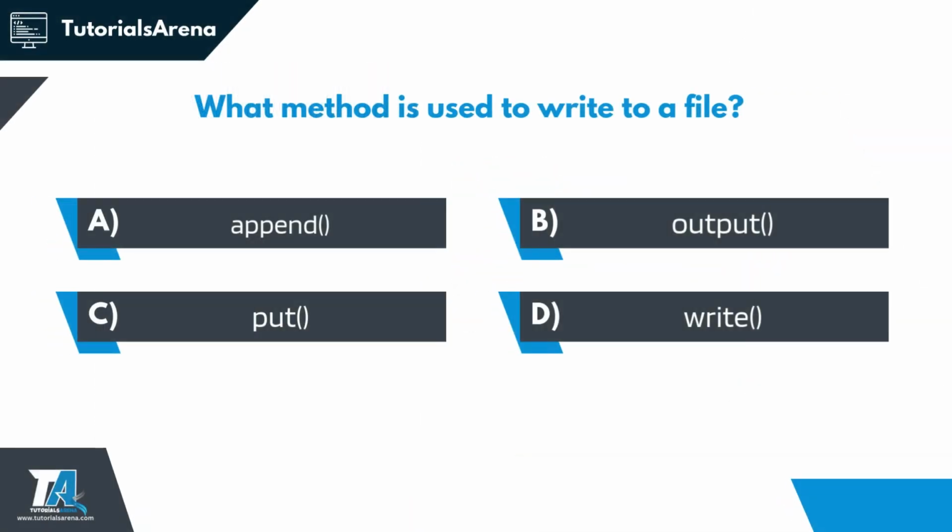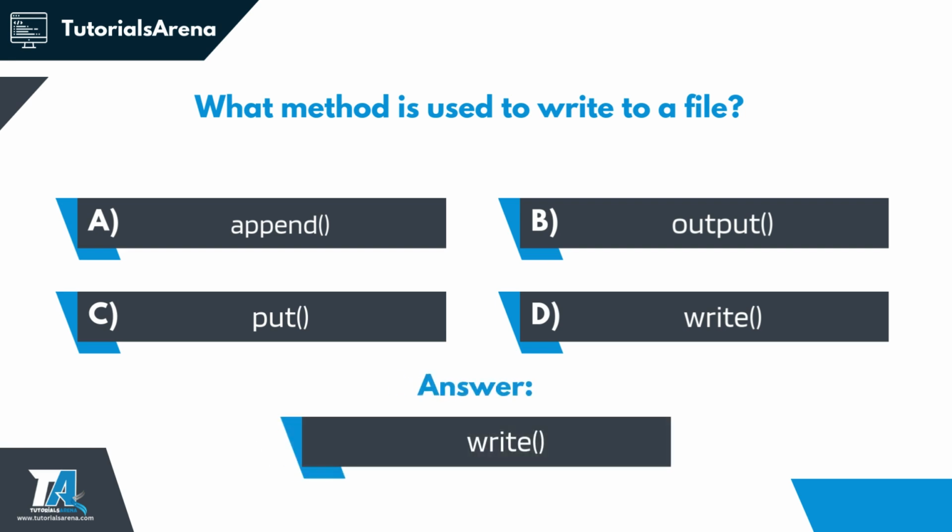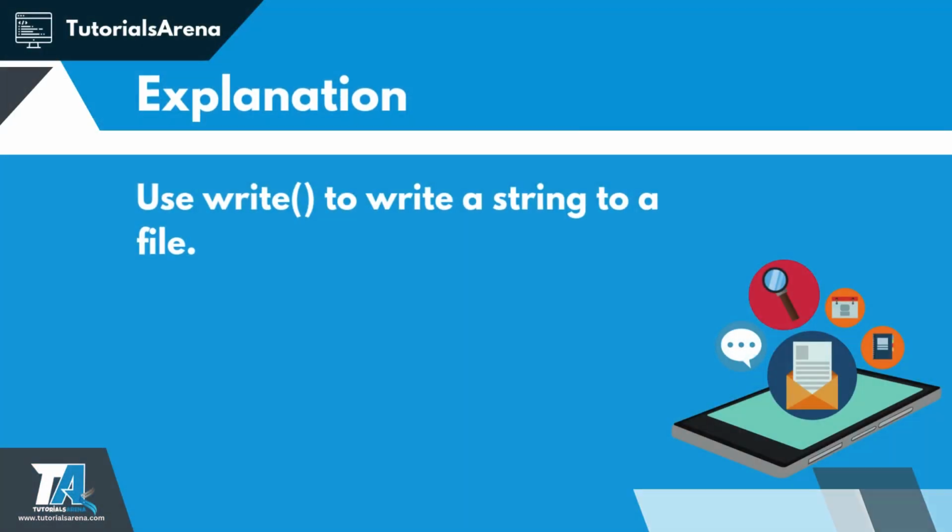What method is used to write to a file? The correct option is option D, write method. Use write method to write a string to a file.